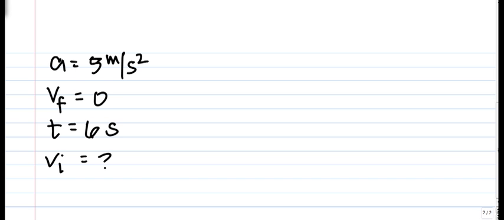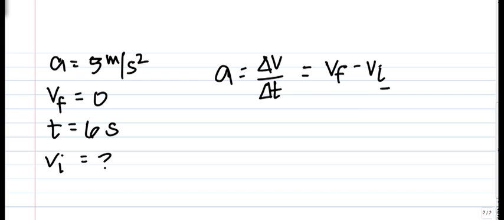Well, when you look at these variables, it looks like a lot, but what it really is, is acceleration is equal to change in velocity over change in time. Delta V over delta T. This breaks down into final velocity minus initial velocity divided by time. So we can go ahead and rearrange this to solve for velocity. Since our final velocity is 0, that drops out and we're left with V equals AT.